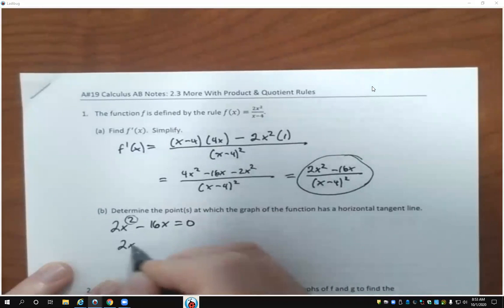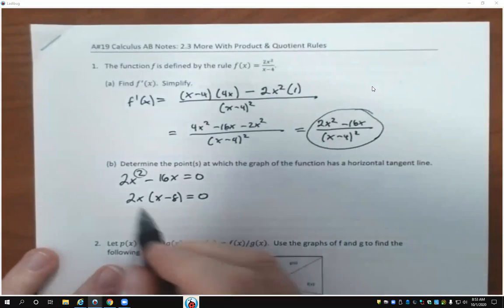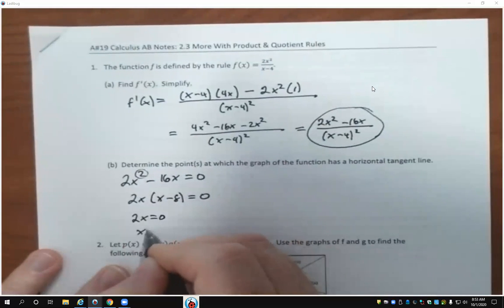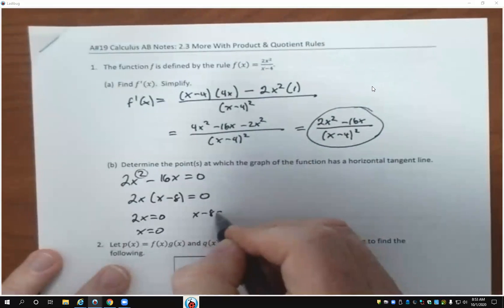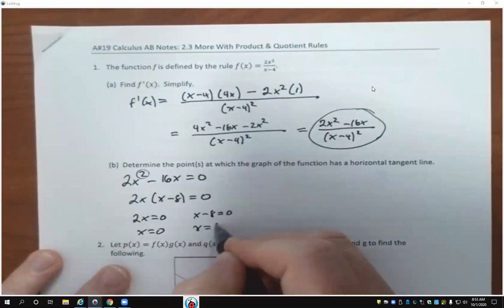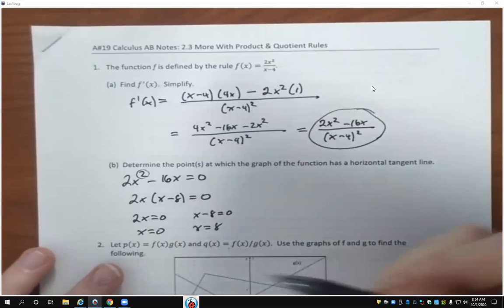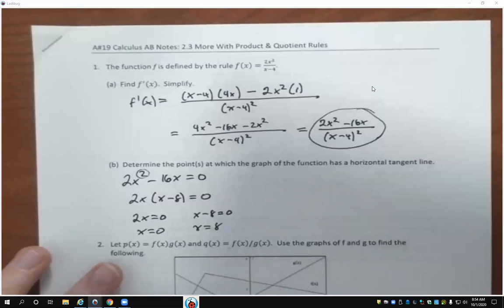I'm going to factor out a 2x and be left with x minus 8. And now I set each factor equal to 0. 2x equals 0, so x equals 0. And x minus 8 equals 0, so x equals 8. Okay, it's not just asking for the x coordinates, though. It's asking for the points where the graph has horizontal tangents.